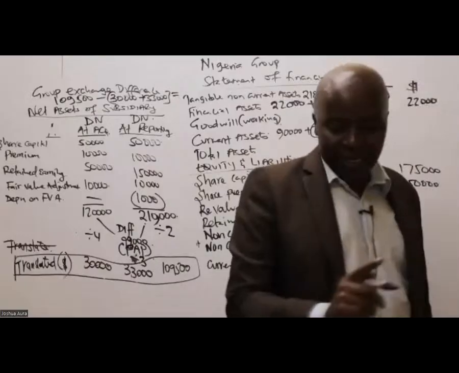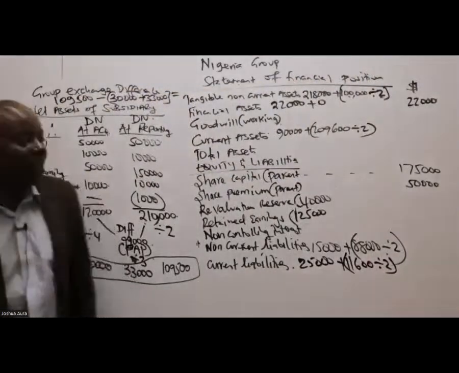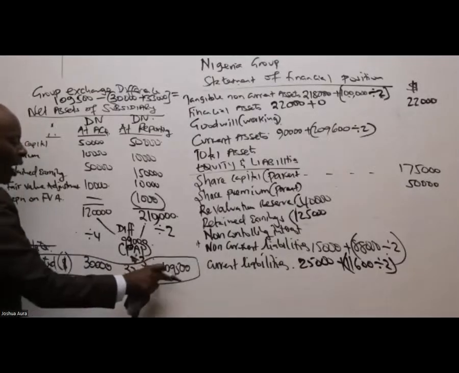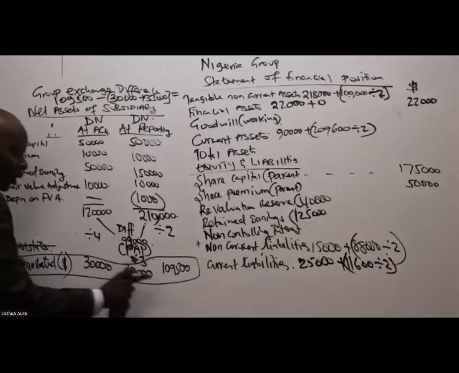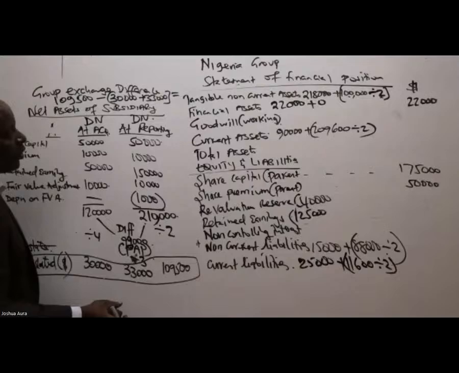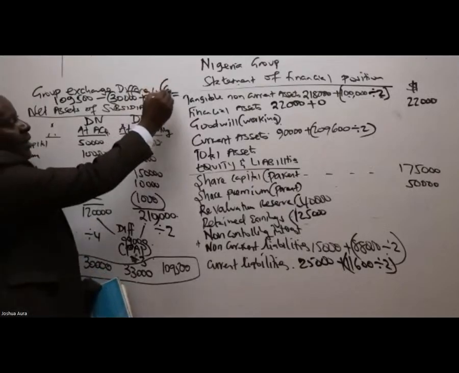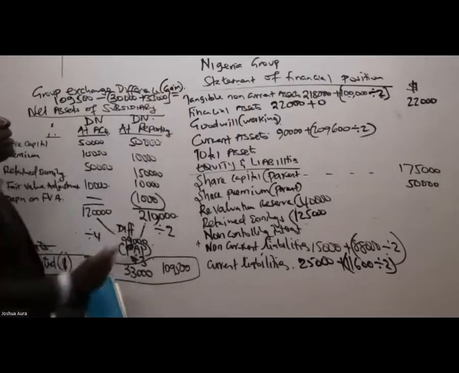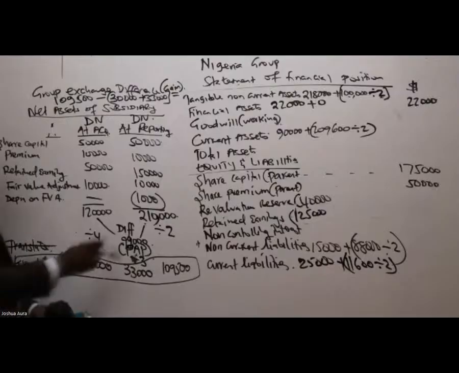46,500 is the gain in translation. It's a gain because we took the closing minus the sum of this. We expected the sum to be 66, but it has given us something more. So, ladies and gentlemen, this group exchange difference is a gain. A gain of how much?